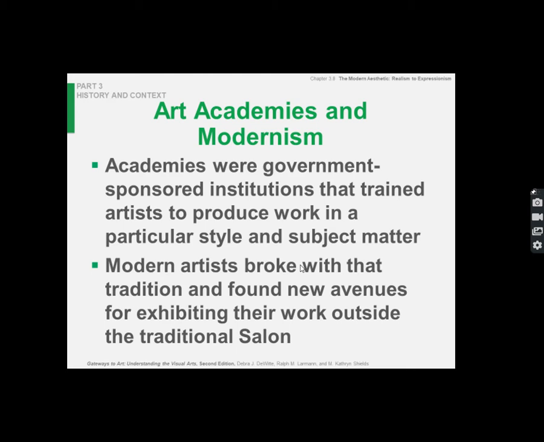Academies are government-sponsored institutions, schools, where artists could be trained with other artists. So you would go and apply to an art school, an academy, and you would want to study with a certain artist. And these people that work in this tradition are the people that will exhibit in the salons, except for people who are not accepted either into the academy or into the salon shows. We're going to see artists break away from that tradition and do their own thing.